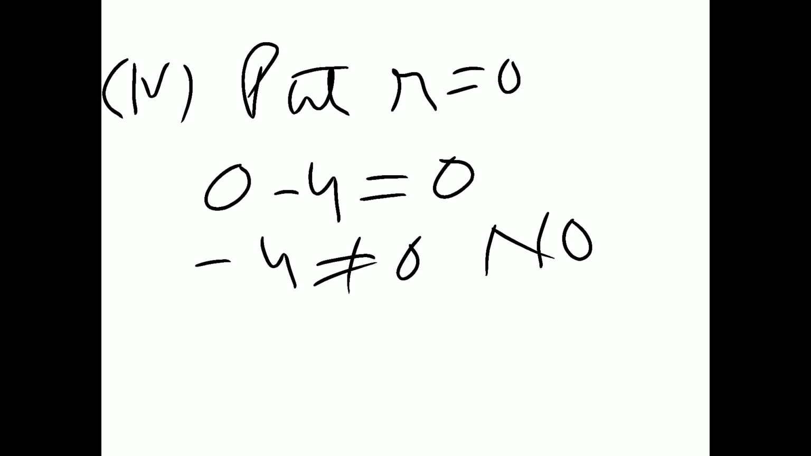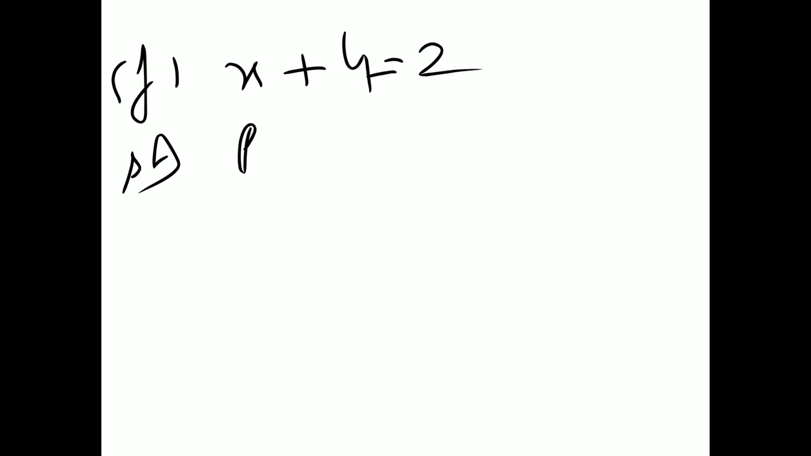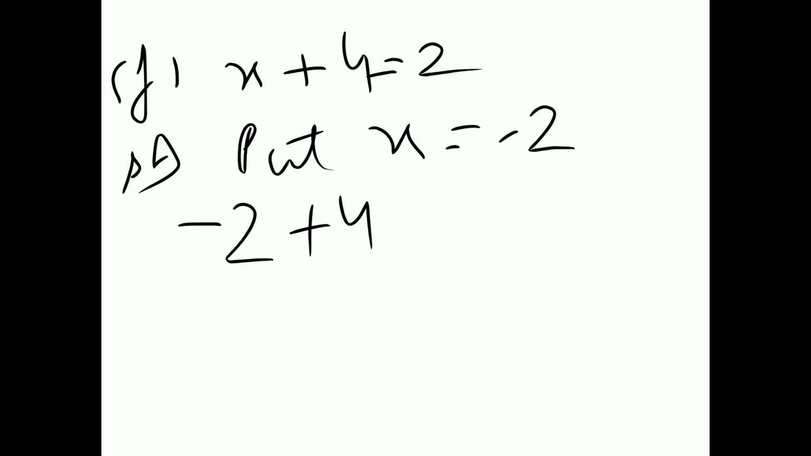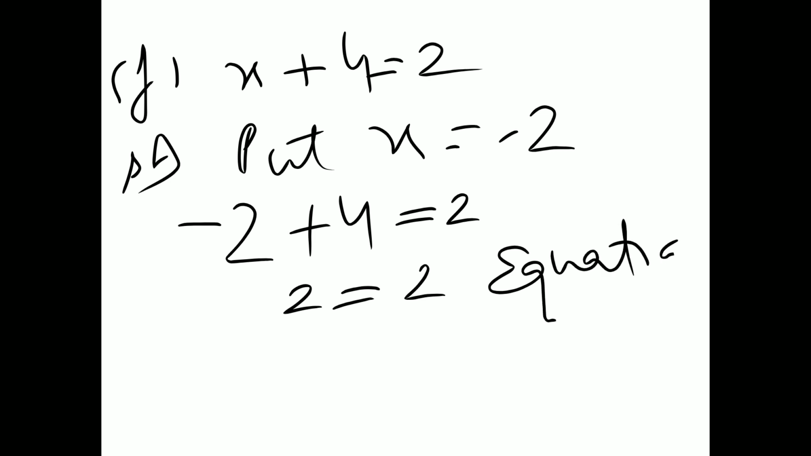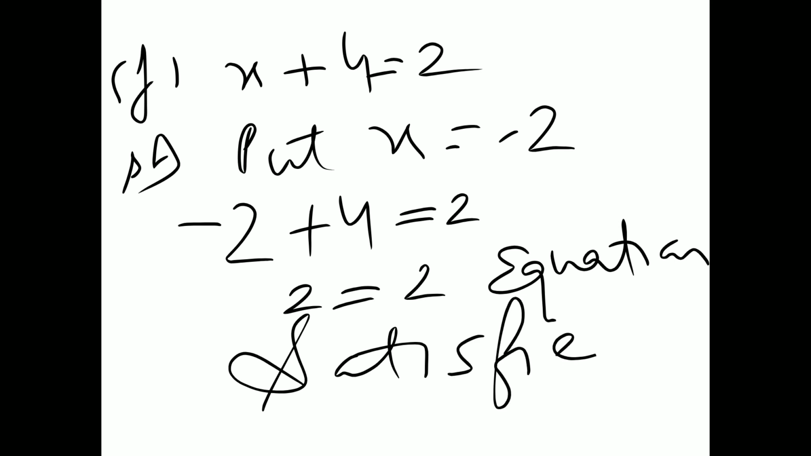Now we do F part of it. So F part is x plus 4 is equals to 2. So now you put x is equals to minus 2. So now we put minus 2 in it. Minus 2 plus 4, it should be equals to 2. Plus and minus. Sign of biggest one comes, so answer is 2. So equation satisfied. Clear?